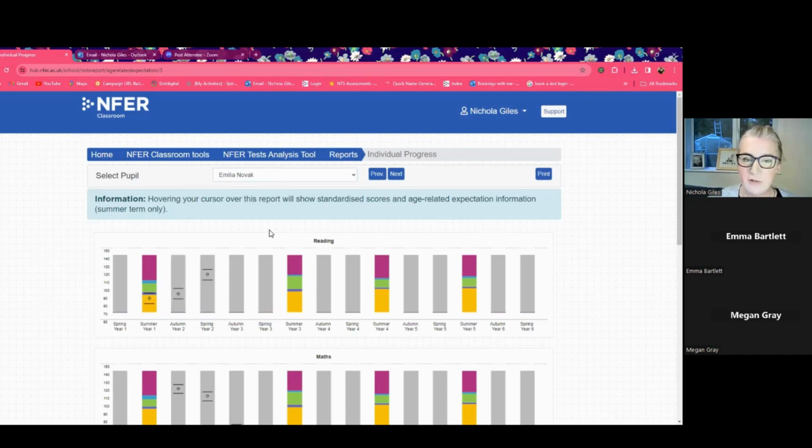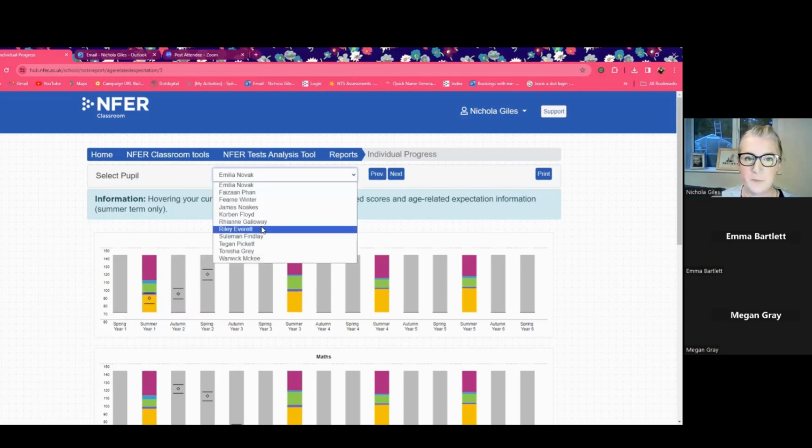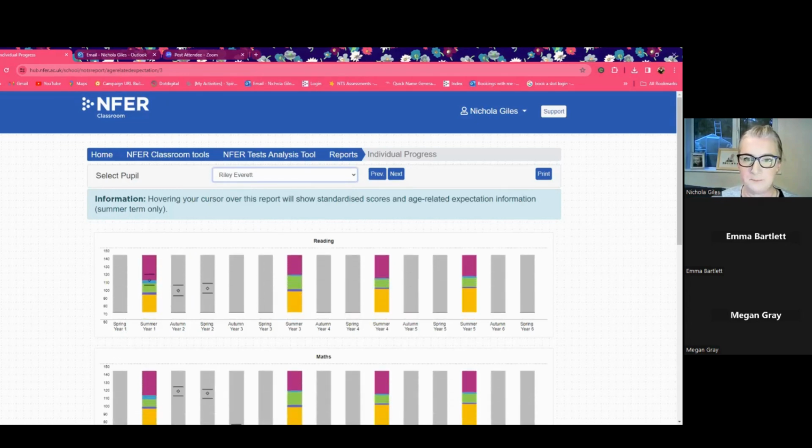The coloured ones are age-related expectation with our summer term assessments. And then you can see here, if you hover over, this is their standardised score. So you can see that journey of the pupil, and you can just drop down wherever you might be using that. These can be printed and can be used for different aspects within the school and support for your teachers.